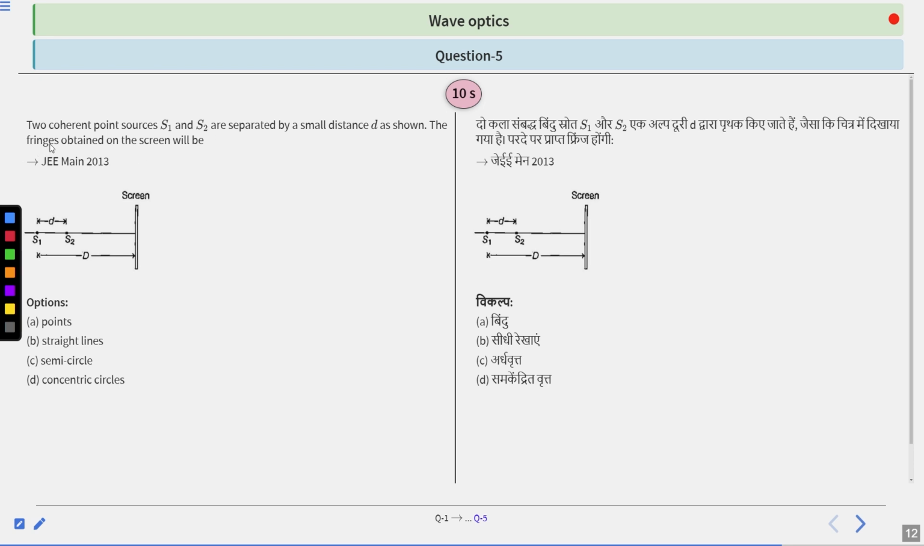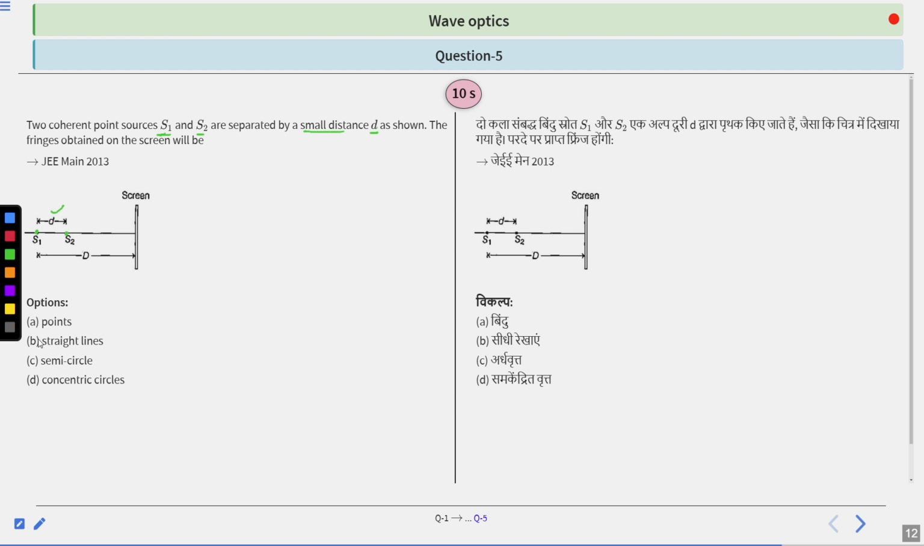Next question. Two coherent point sources S1 and S2 are separated by a small distance d, as shown in this figure. This is source S1 and this is source S2, and the distance between the two sources is small d, and the distance between the sources and the screen is capital D. The fringes obtained on the screen will be what? The question asks about the shape of the fringes on the screen.